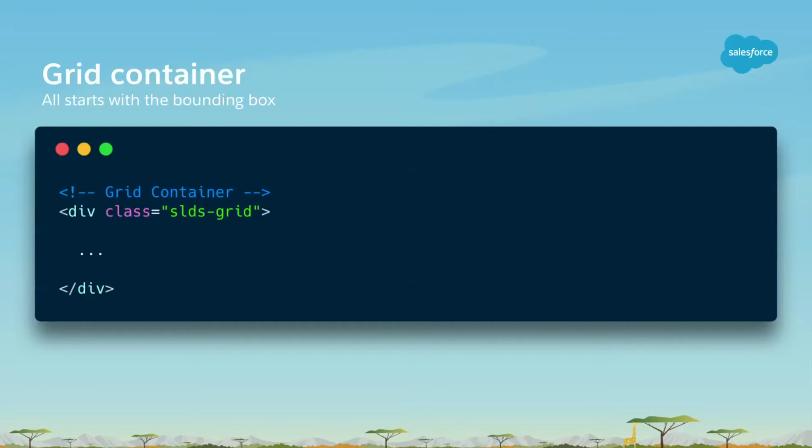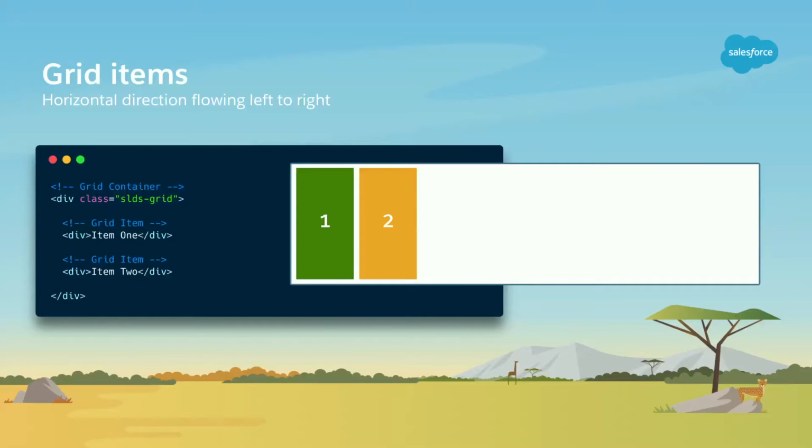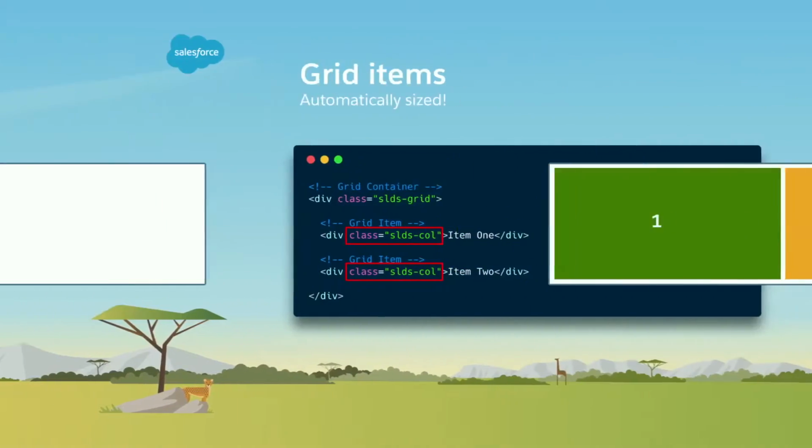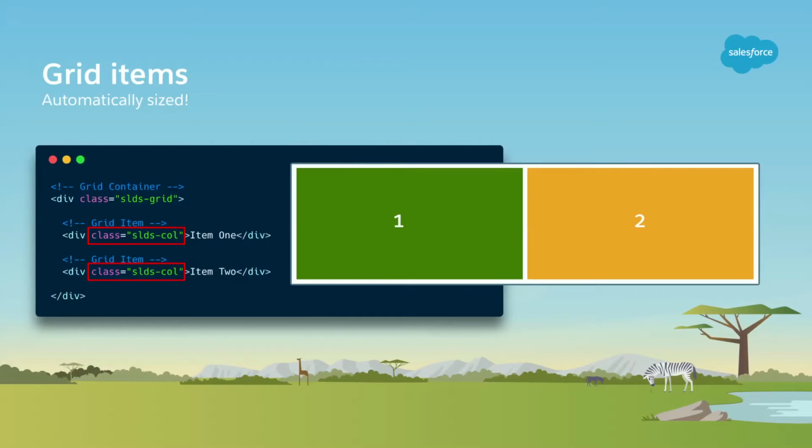It can be applied to a div. It can be applied to a span. It can be applied to an unordered list, an ordered list. Doesn't matter. Once we have our grid container initialized, we can start applying grid items inside of that grid container, like we were talking about earlier. And then remember that automatic sizing feature that I've been gloating about? That can easily be applied to the grid item just by applying SLDS col to that element. Again, this really introduces that flexing behavior inside of Flexbox.